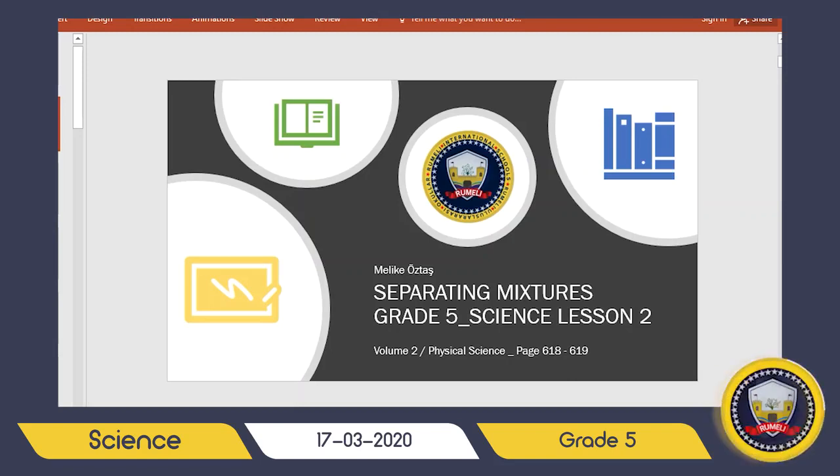If you want to separate, let's say, the salad that we made, we can just pick each ingredient by looking, right? But for some other mixtures it may be harder to separate them into their ingredients, so we will see different methods to separate mixtures today. If you want to follow me in your books, please open pages 618 and 619. If you are ready, we will start.